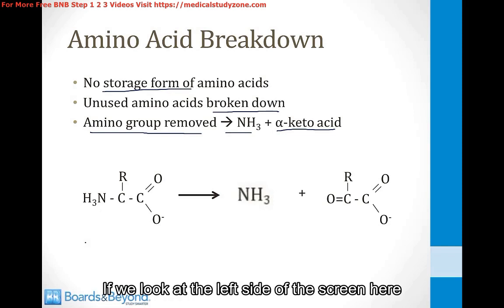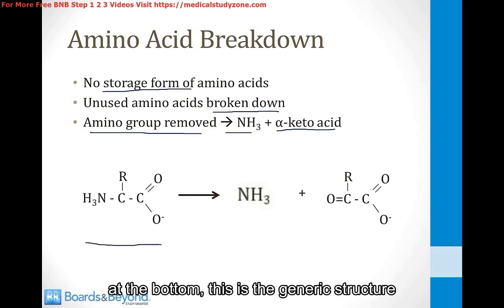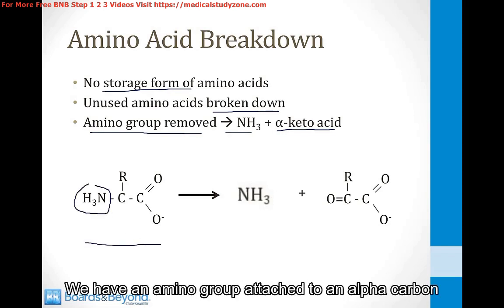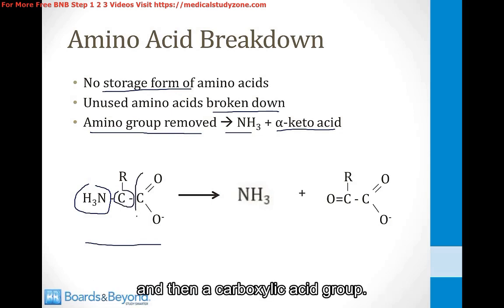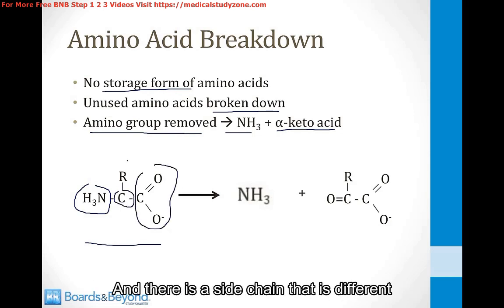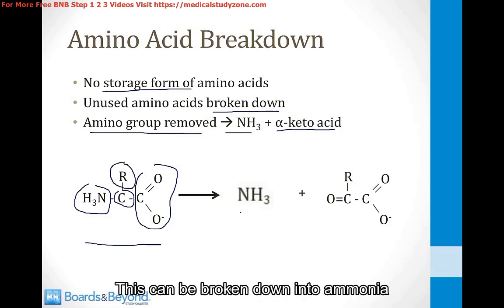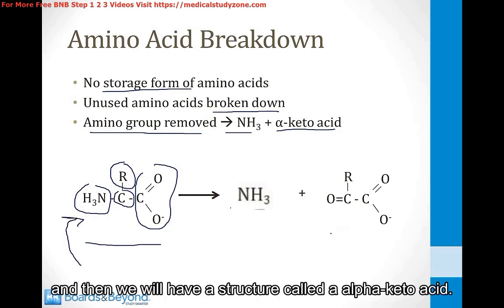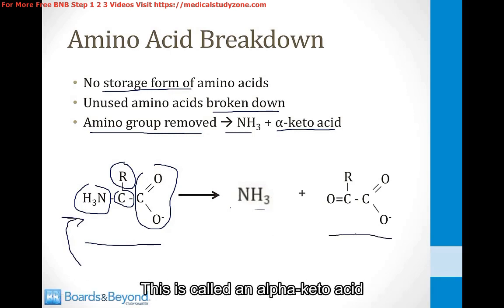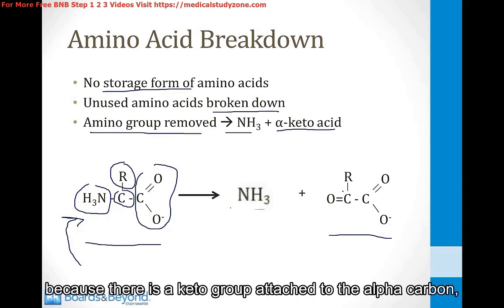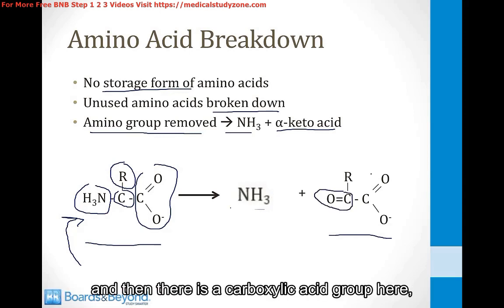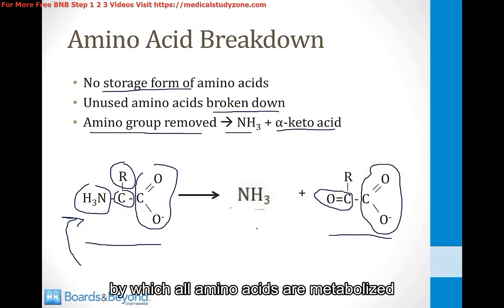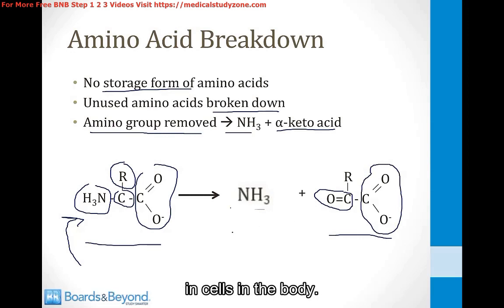If we look at the left side of the screen here at the bottom, this is the generic structure of an amino acid. We have an amino group attached to an alpha carbon and then a carboxylic acid group. And there is a side chain that is different for each amino acid, represented by the R. This can be broken down into ammonia by removal of the amine group, and then we will have a structure called an alpha keto acid. This is called an alpha keto acid because there is a keto group attached to the alpha carbon, and then there is a carboxylic acid group here. And this is the generic way by which all amino acids are metabolized in cells in the body.